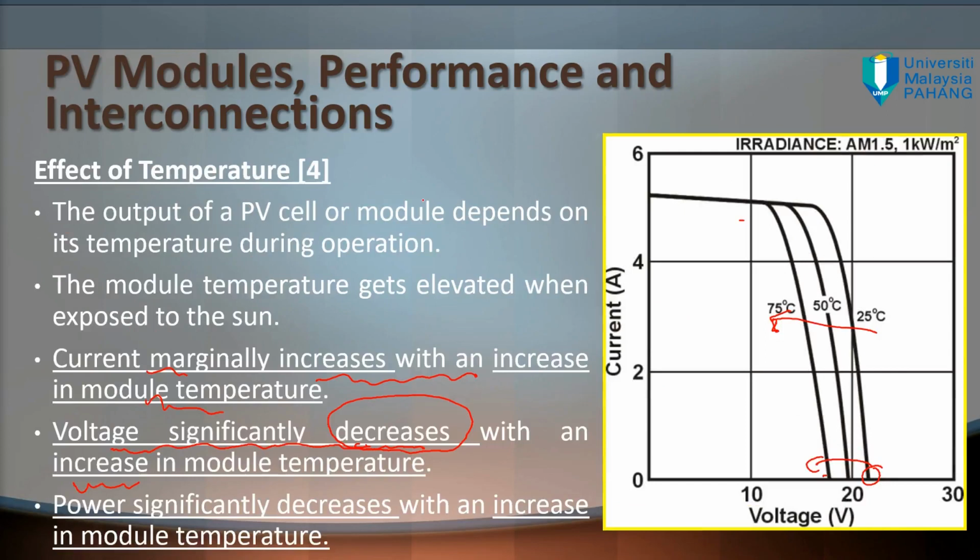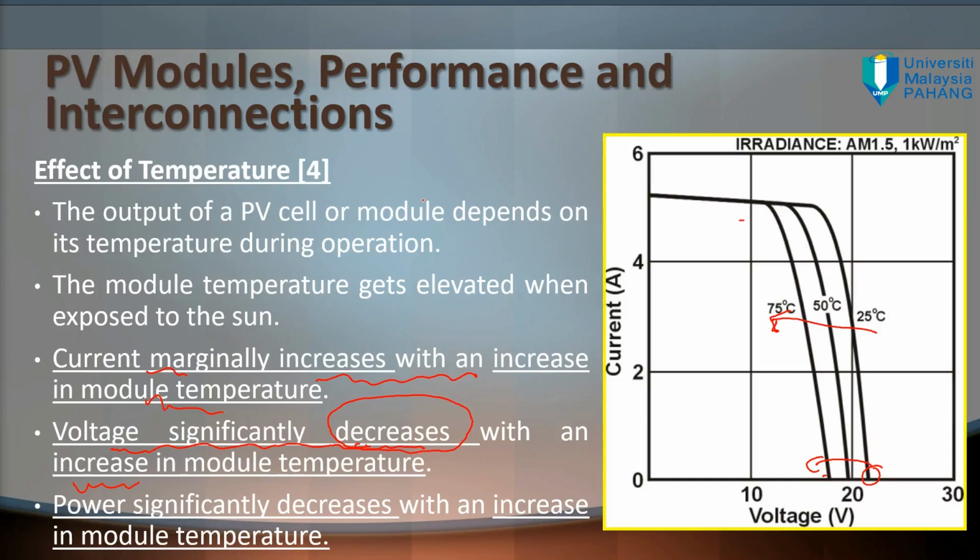If the irradiance is higher, temperature also higher, then we can get high current. High current is expected. Okay, current will not drop. Current will not drop, but the voltage will drop.